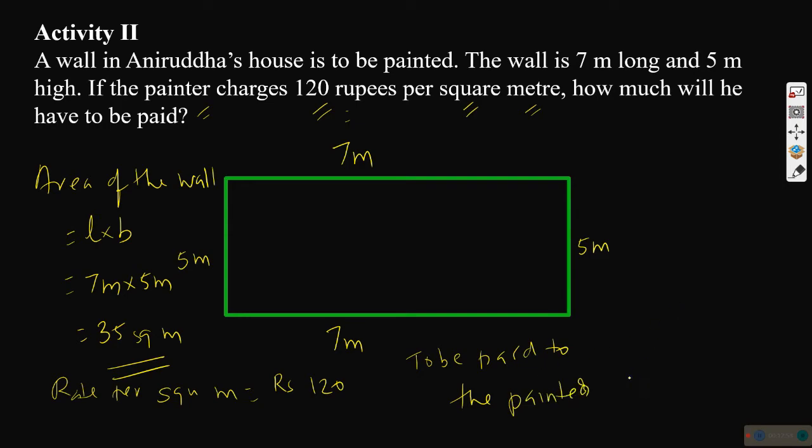I made the diagram in the center for you; you should not do that, make it at the side. So you will multiply 35 square meter with rupees 120. So 35 multiplied by 120, 0, 12 5s are 60, 12 3s are 36 plus 6, 42.